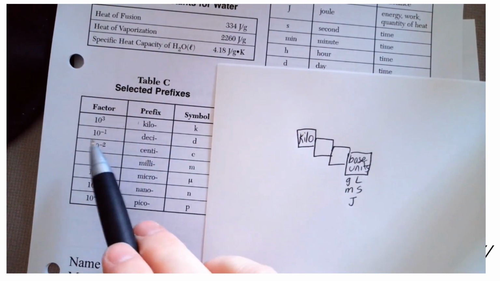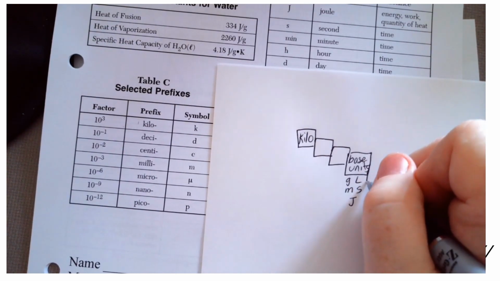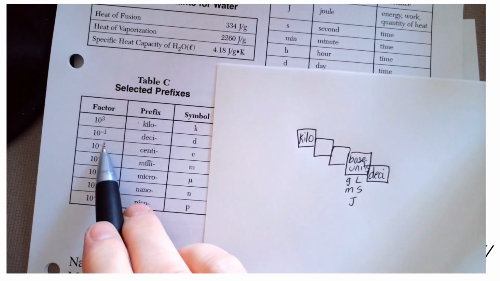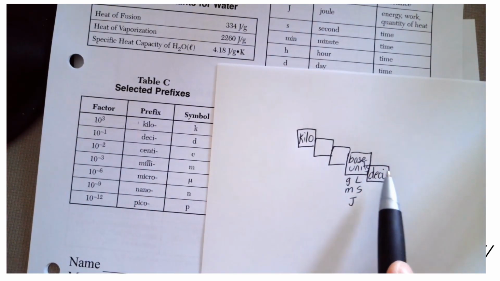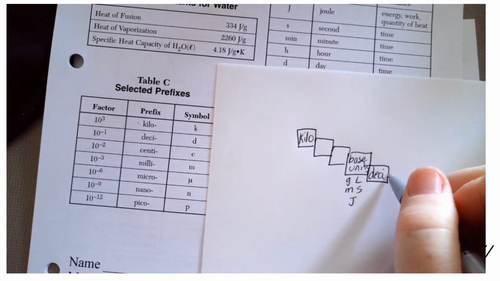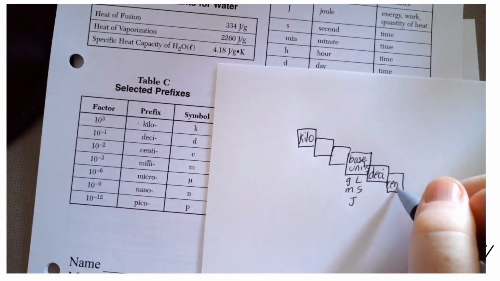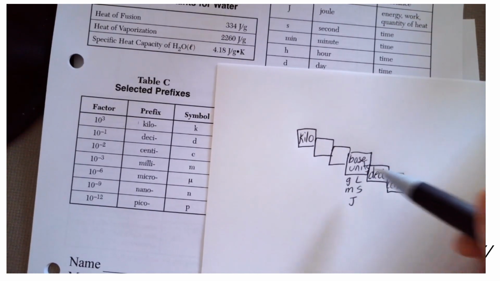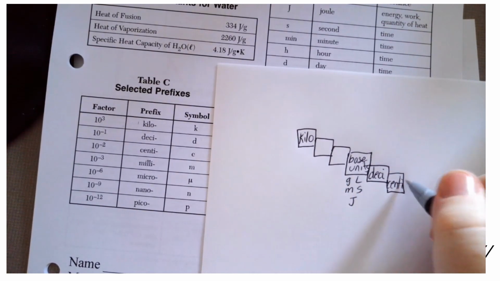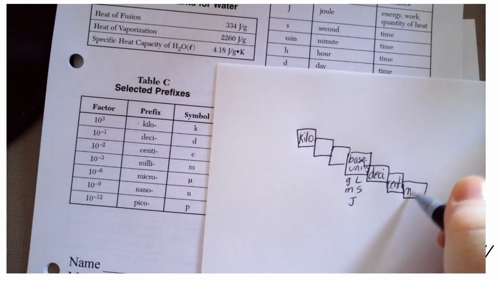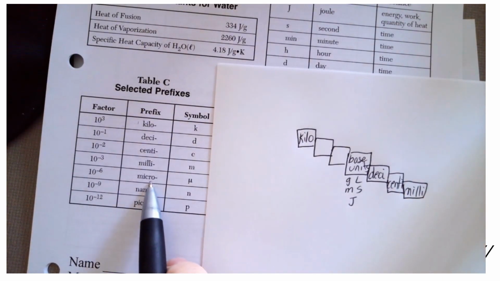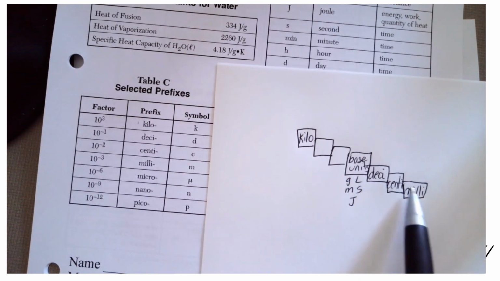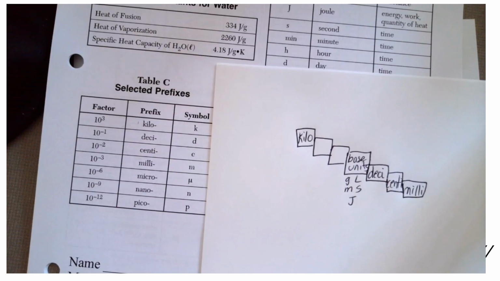Okay, next we have deci, minus 1. So I'm gonna go down 1 from base unit and write deci. Centi is negative 2. So I'm going to go down 2. Well, there was a 1, so 1 more makes 2. So that's centi. And then milli is negative 3. So from base unit, down 3: 1, 2, 3. Milli. If I had to keep continuing, micro is negative 6. So from base unit, down 1, 2, 3, 4, 5, 6. I would continue like that.